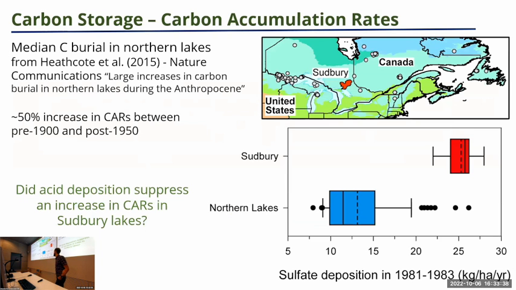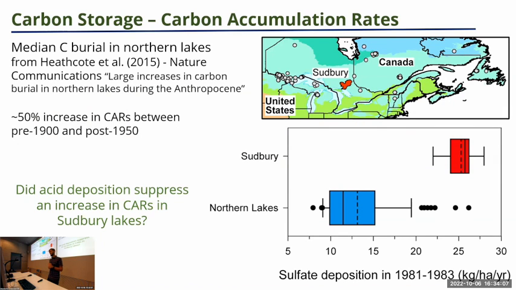And the answer to this is the amount of acid deposition that Sudbury lakes have received compared to all the other study lakes, all the lakes from the Heathcote et al. study, where we see the Sudbury data in red. So Sudbury received at least twice as much acid deposition. This is model data from the early 1980s, and this contrast is probably even larger, because this is already after Sudbury emissions have been reduced by over two thirds.